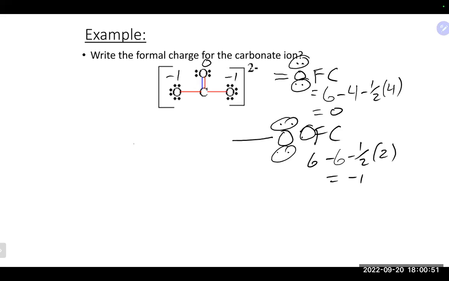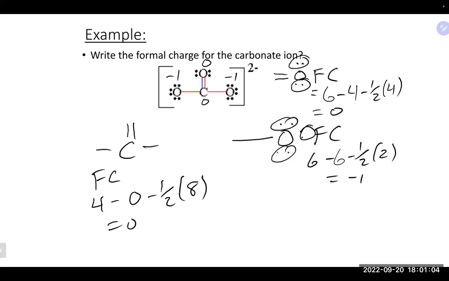And if we do our carbon in this case, the formal charge of carbon would be 4 minus 0, minus 1/2 of 8 electrons, gives us 0. So in this particular case, to answer your question as well, we see that the -2 adds up. And in this case, the -2 is really revolving around those oxygens that are single bonded, which is where the charge in this particular ion comes from. Any questions on that?